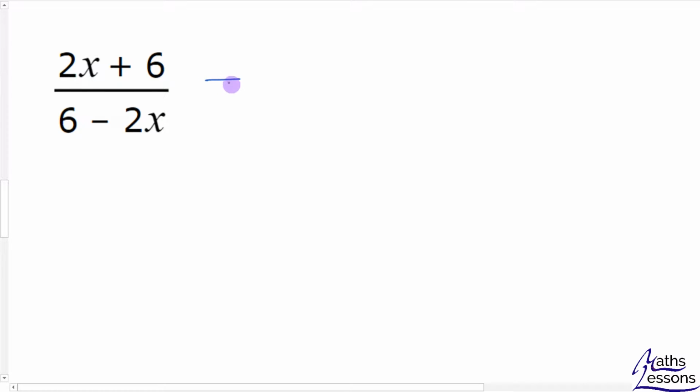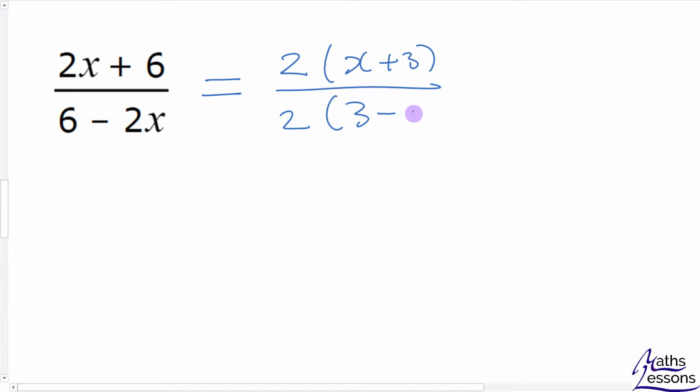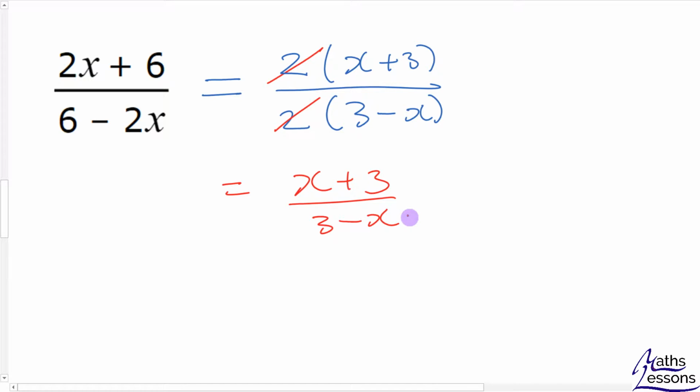Okay, so let's start by factorising. So the top common factor is 2. Bottom common factor again is 2. And this time I've got 3 minus x. And it's only the 2's I can cancel out because x plus 3 is different to 3 minus x. So the answer is x plus 3 over 3 minus x.